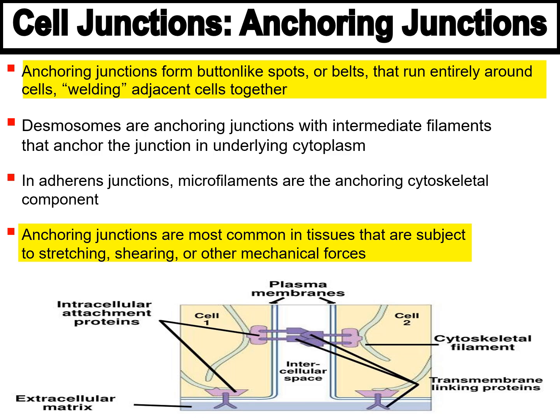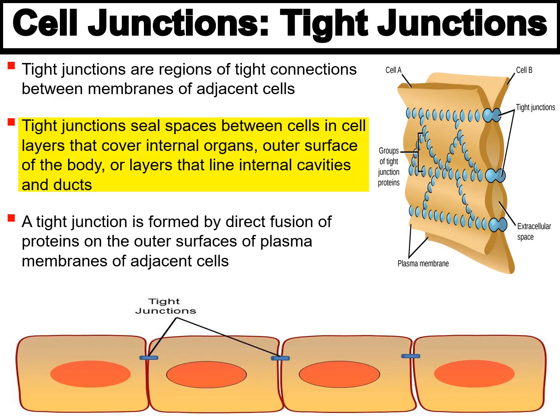Anchoring junctions attach the cytoskeleton of a cell to the matrix surrounding the cell, or to the cytoskeleton of an adjacent cell. A tight junction is a specialized connection of two adjacent animal cell membranes, such that the space usually lying between them is absent.